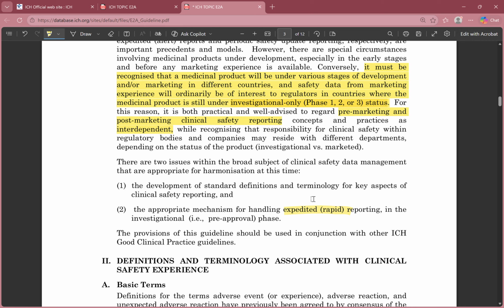And then we have the investigational product, which is again the drug that is still being studied in the clinical trials and is not yet approved.